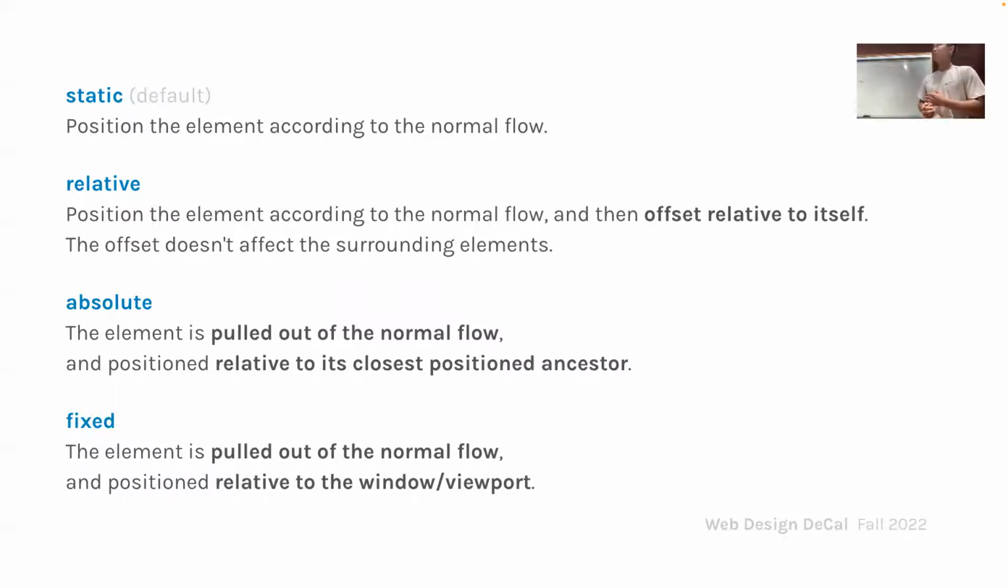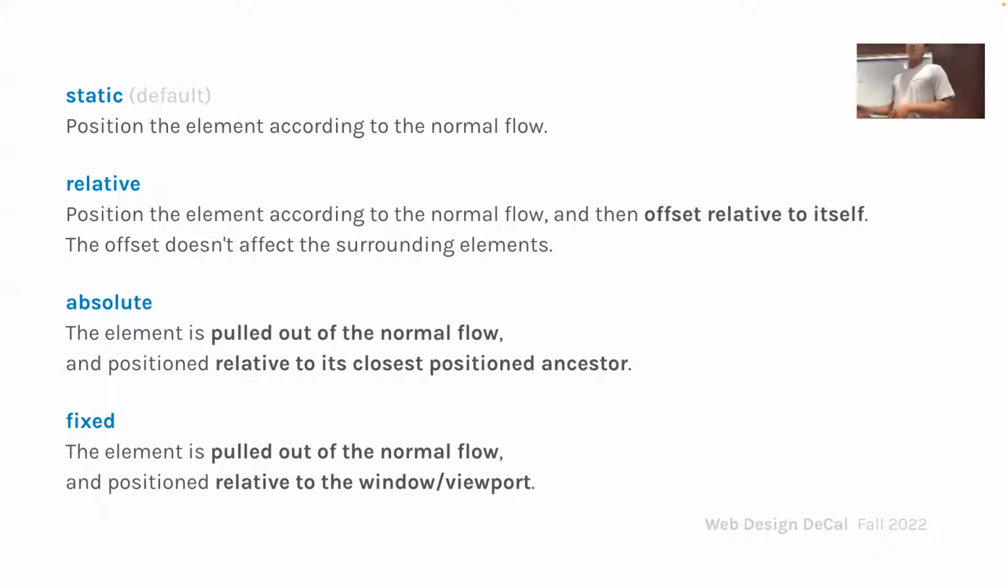Position relative positions the element according to the normal flow and then offsets it relative to where it should be in that normal flow. The offset doesn't affect any of the surrounding elements. So say you have one element and then another element below it. If you take the top element and position it relative, that does not affect the element below it at all. Position absolute takes the element outside of the normal flow completely and positions it relative to the closest positioned ancestor. We'll get more into that after.